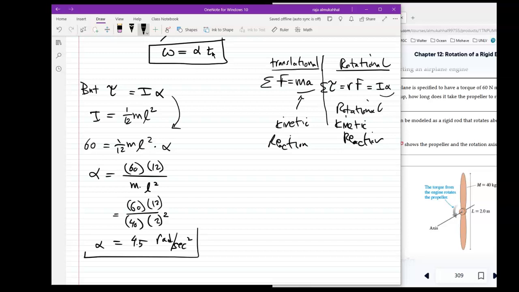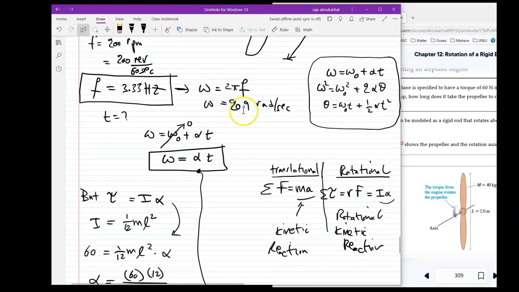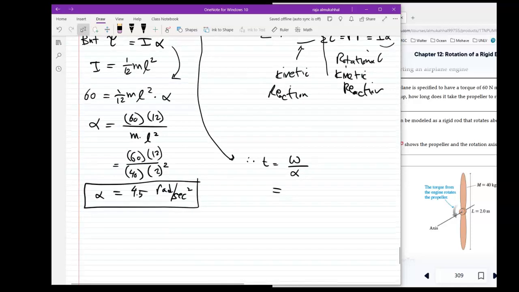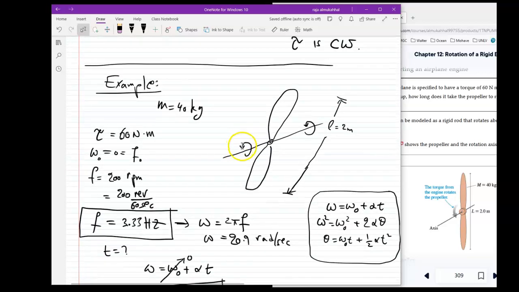There it is. So now I go back to my formula right here. So therefore, T is equal to omega over alpha. Omega, I just got it right here, 20.9. And alpha, I just got it, so 4.5. Dividing 20.9 by 4.5, I end up with 4.65 seconds. So it will take the propeller 4.65 seconds to reach an RPM of 200 RPM.